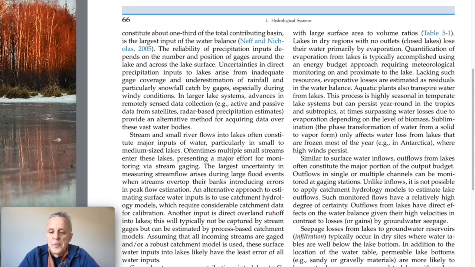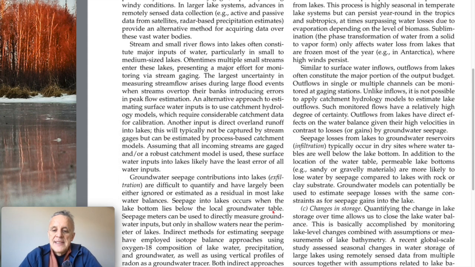Aquatic plants also transpire water from lakes. This process is highly seasonal in temperate lake systems, but can persist year-round in the tropics and subtropics, at times surpassing water loss due to evaporation, depending on the level of biomass. Sublimation, the phase transformation of water from a solid to a vapor form, only affects water loss from lakes that are frozen most of the year, for example in Antarctica, where high winds persist.